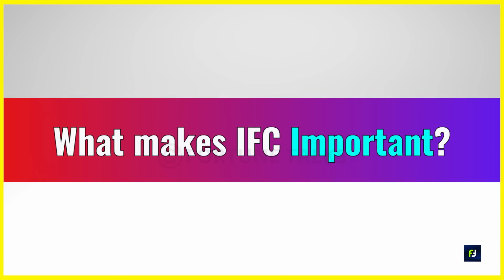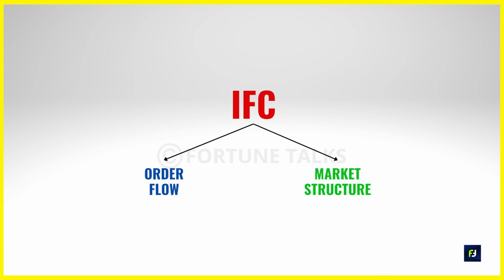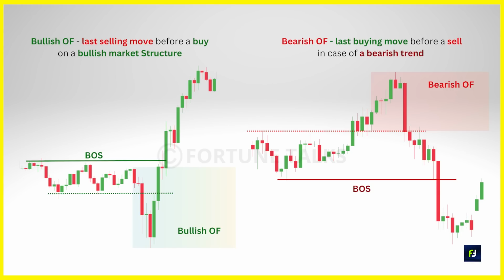Now let us discuss what makes institutional candles important. Institutional candle helps you to determine order flow and market structure. Yes, you heard it right. We know what an order flow is. So a bullish order flow is the last selling move before a buy on a bullish market structure, and a bearish order flow is the last buying move before a sell in case of a bearish trend.